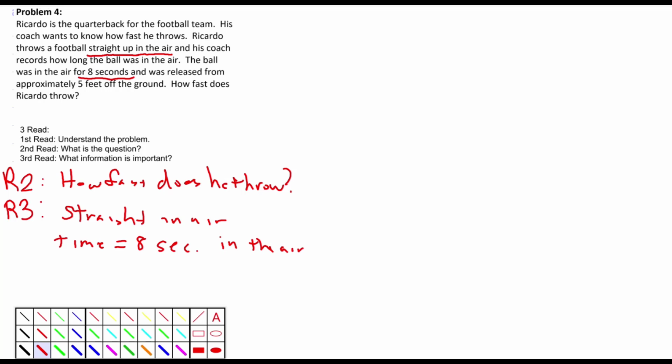And it was approximately 5 feet off the ground, so that's telling us our initial height. Our initial height is what? 5 feet. Perfect.